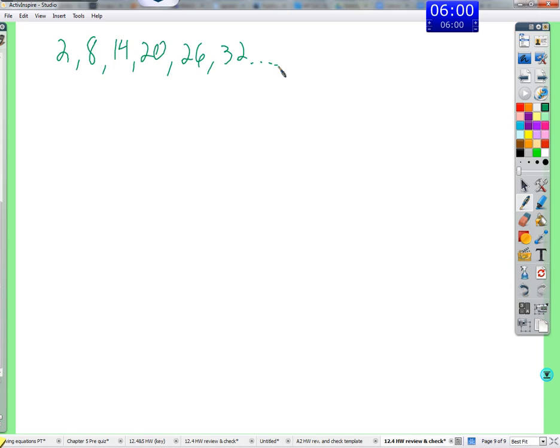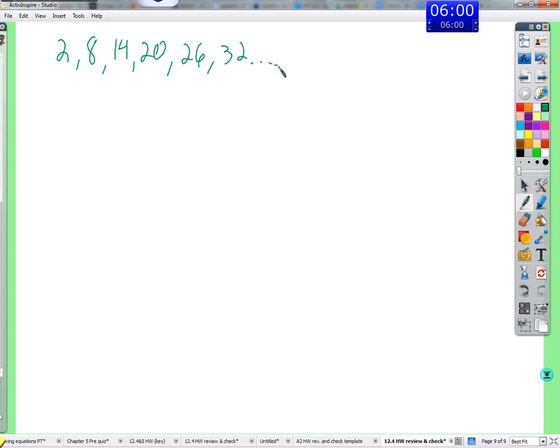Okay, can you find a pattern? Add six, okay? Yep. Basically what you just did, saying add six, is the recursive definition. To say take the term before and add six to get the next term, that's a recursive kind of definition. What we have to do though is write this recursive definition in terms of an equation. Not the same as explicit.